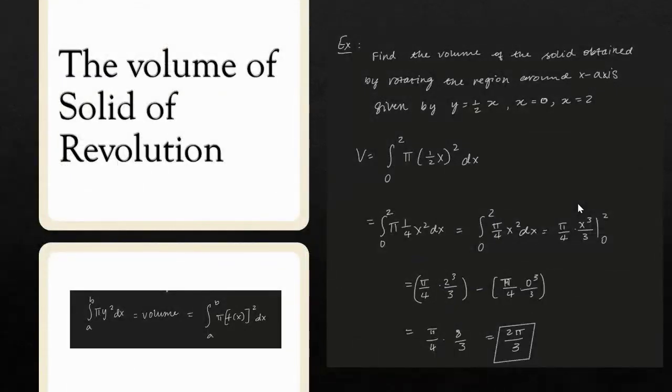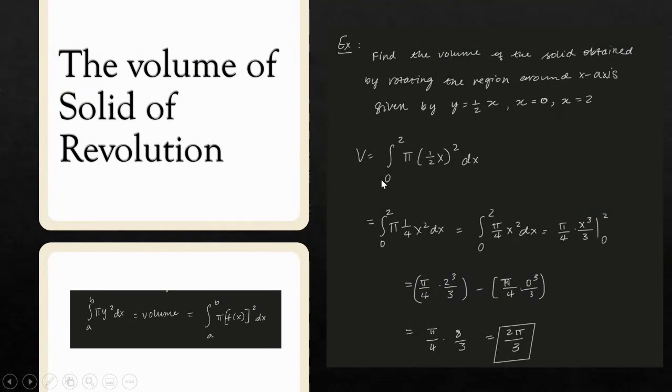Moving on to the volume of solid revolution. So down here is the formula that you would use for the volume of solid revolution. For those in PLTL, the PLTL packet does not include pi in the formula. So that's something you want to remember, that pi is included in the formula. So let's look at the example to the right. Find the volume of the solid obtained by rotating the region around the x-axis given by y equals 1/2 x squared, x equals 0, x equals 2.